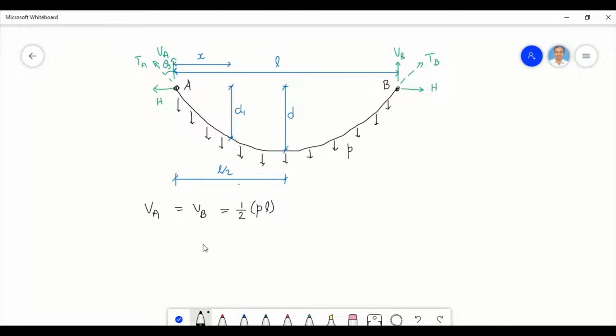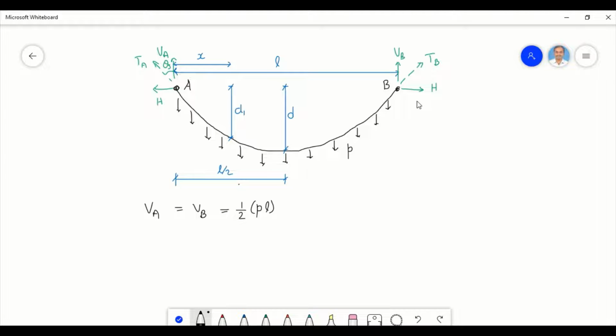Now, in order to find the value of H, when we consider the horizontal equilibrium for this cable, the value of HA must be equal to HB, and both of these must act in opposite directions. So we can call HA equal to HB equal to H, or simply the horizontal force in this cable, or horizontal thrust due to this cable. This cable does not take any moments anywhere.